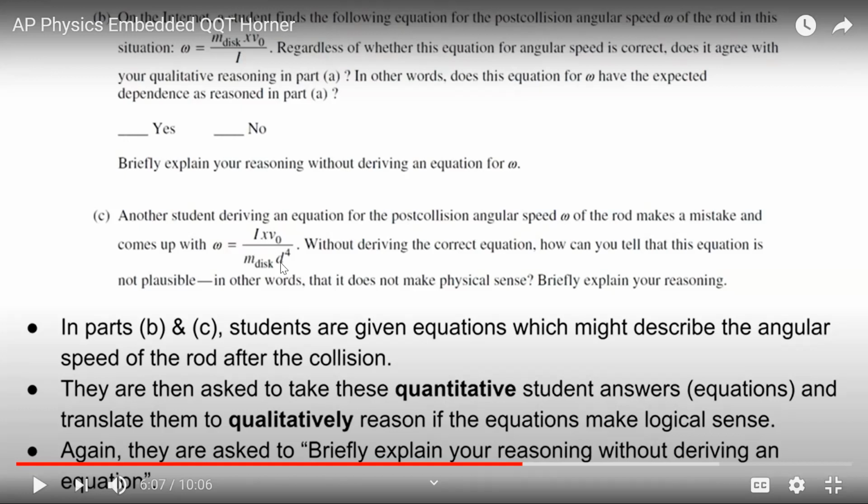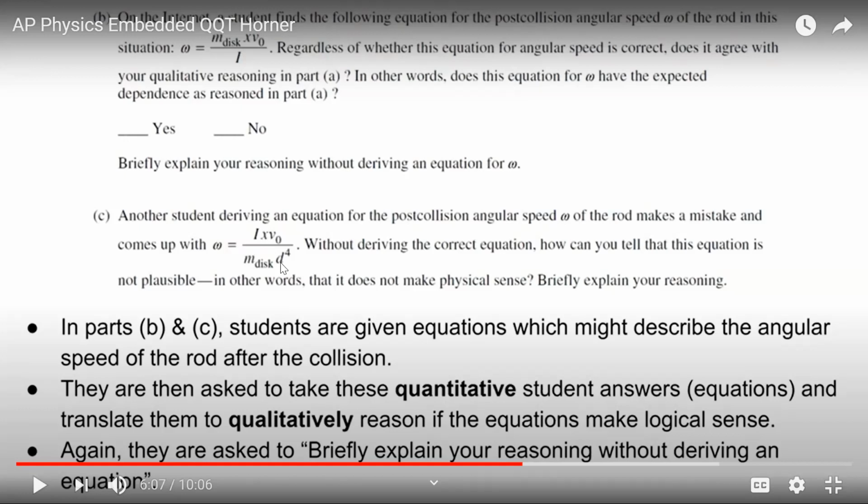So the question is, regardless of whether this equation for angular speed is correct, it makes a statement that this is very likely incorrect. They found it on the internet. We don't know. Does it agree with your qualitative reasoning? Does it agree with you? What this does is it says, do you know what you just said in A? And if you do, can you back it up and argue against someone else's argument?